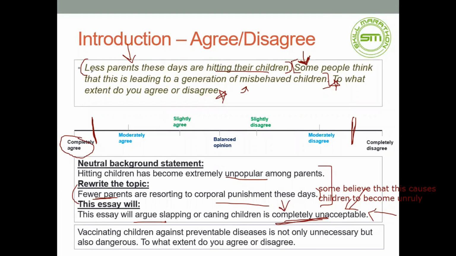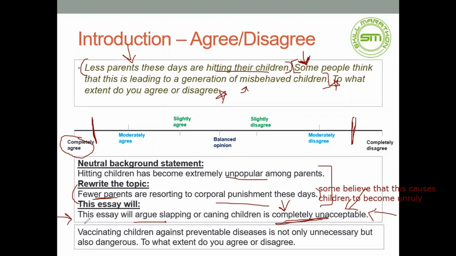Yeah. You write a very general statement about hitting children. You rewrite the topic entirely. The entire topic can be rewritten. And then you mention what your opinion is. Either you completely agree or moderately agree that, hey, it's okay to hit children once in a while because they will be disciplined, or hey, no, not at all, you cannot hit children at all. Whatever it is, you will write it in this third line.